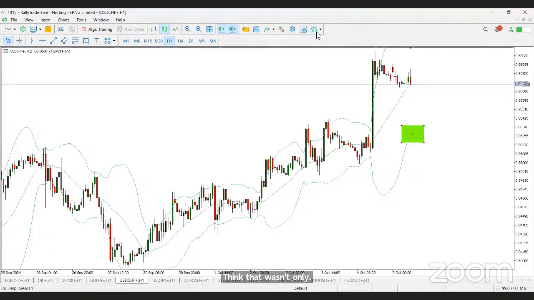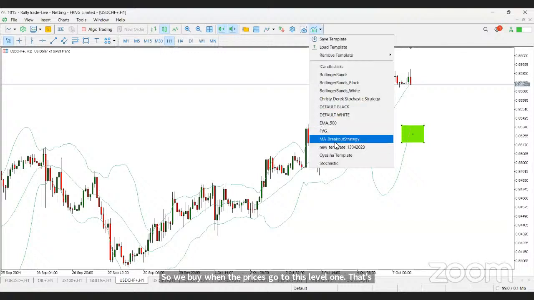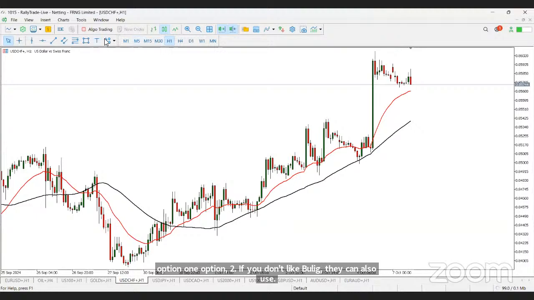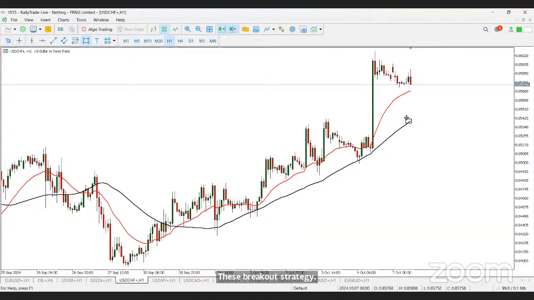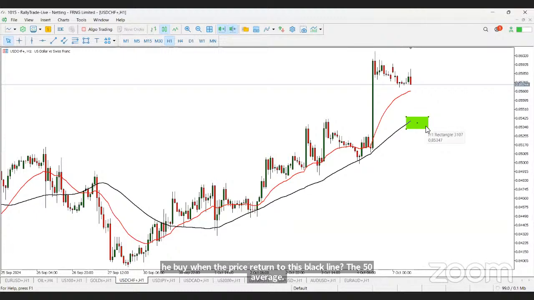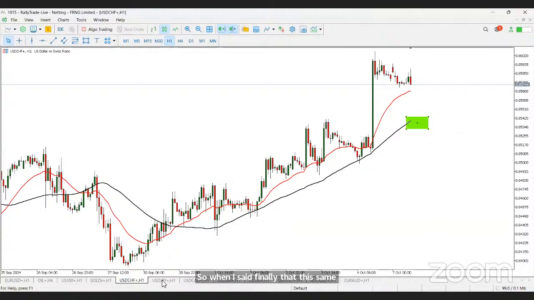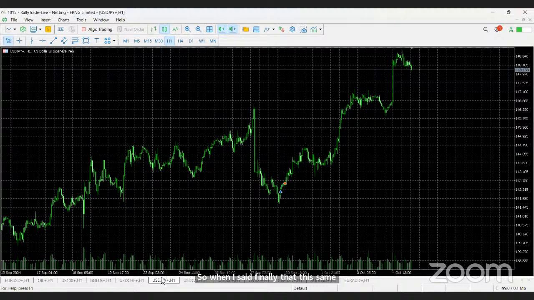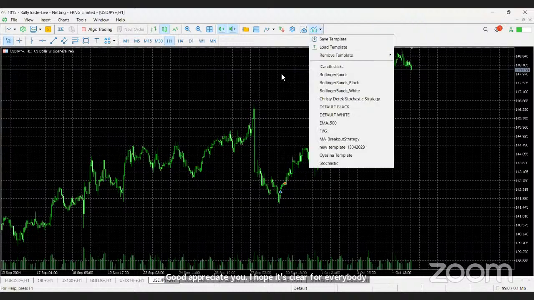That's option one. Option two, if you don't like Bollinger Band, you can also use this breakout strategy. We only buy when the price returns to this black line, the 50-period moving average. So we finally said that this same analysis will work for Japanese yen, because the two of them have the same structure. Hope you can see it now. Yes. Good. I hope it's clear for everybody. So who else is raising hand?